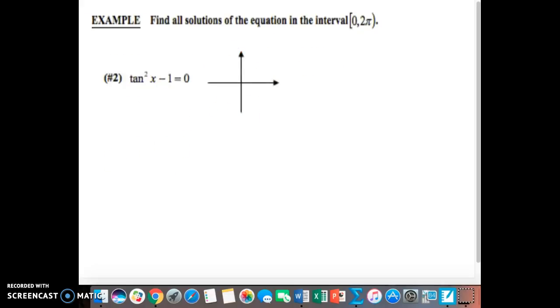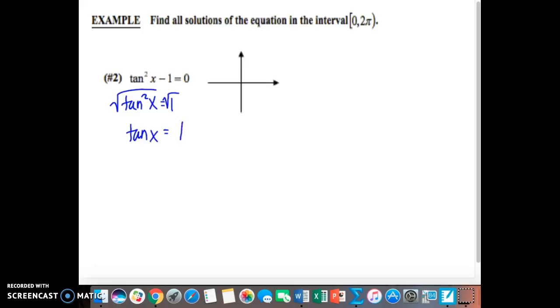For example 2, it asks us again to find the solutions in the interval 0 to 2 pi, but this time we have tangent squared of x minus 1 equals 0. So our first step again is to add 1 to both sides. So now we have tangent squared of x equals 1. To get rid of that squared, we need to take the square root of both sides. On the left-hand side, we're just left with tangent of x. And on the right-hand side, we are left with 1.